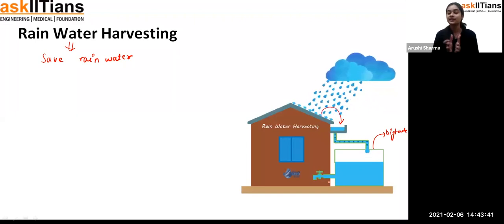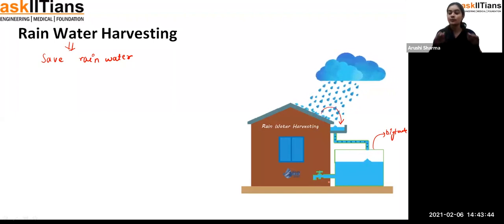And as you can see, one way is here: at the top of the roof, you can connect the roof with some tank, and then you can connect the tank with a pipe, and that pipe is connected with a big tank.